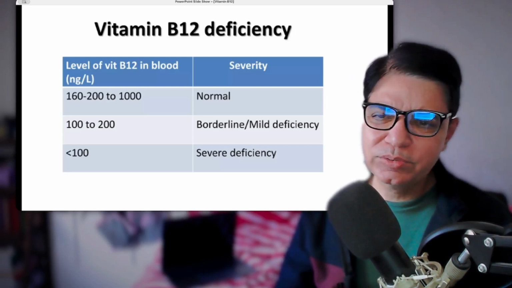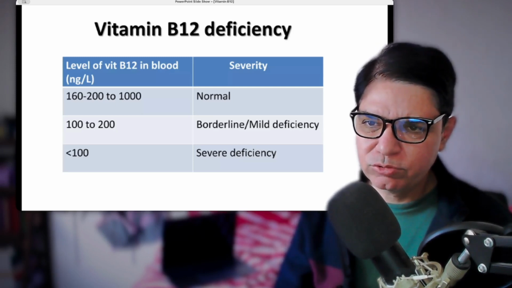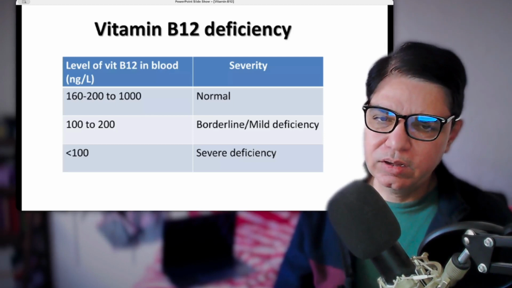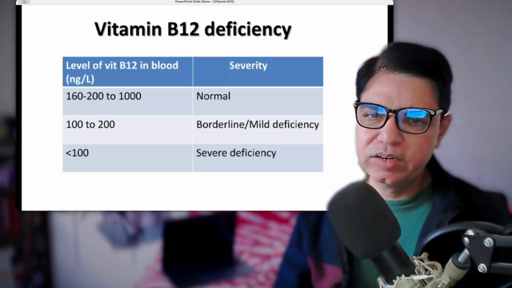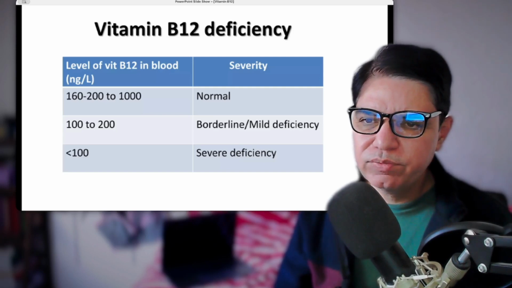Some use picograms as well. So obviously in picograms there would be different levels. You just see whether it's ng or pg per liter, depending on the lab. But anyhow, as I said, if somebody falls in borderline or mild deficiency, it's very, very important.